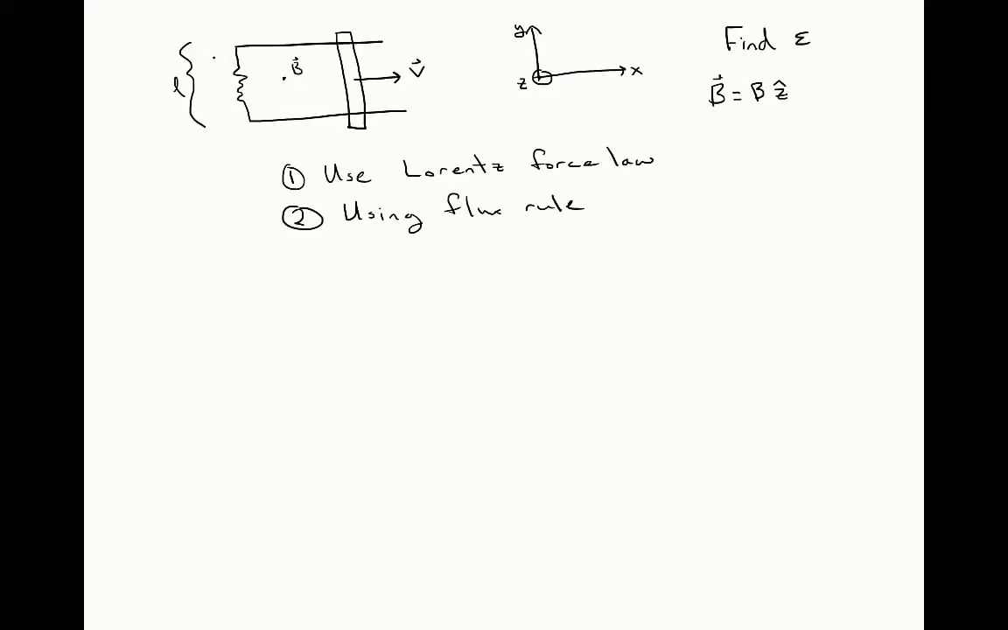And the length of the wire on this side is L. I've set my coordinate system over here, so z is coming out of the screen, and x is the direction of the velocity. Alright, so we're going to solve this problem two ways. We're looking to find the EMF induced in this wire loop with a special focus on what's happening in this rod. So the first way we're going to do it, we're going to use the Lorentz force law to solve this problem. After we do it that way, then we're going to use the flux rule to solve this problem.